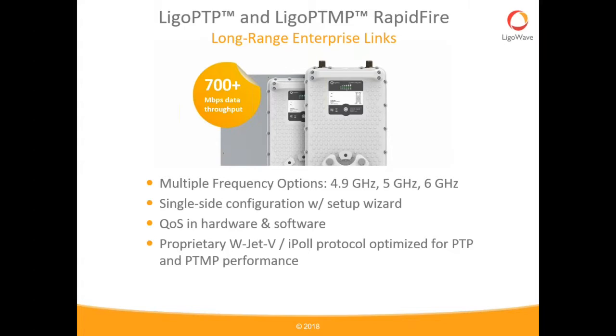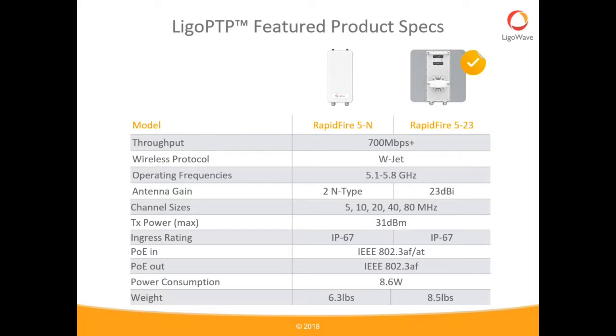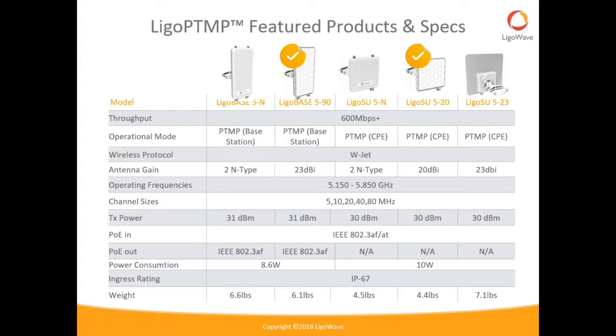This series has single site configuration. It's got QoS in both hardware and software, and it uses our proprietary protocol, which I'll talk about in a few slides, which is really optimized for point-to-point and point-to-multipoint performance. And this is our flagship product. So in terms of the products that we offer, on the point-to-point side, we have basically two models. One has an internal 23 dBi antenna. The other has external antenna ports if you want to put on an even higher gain antenna.